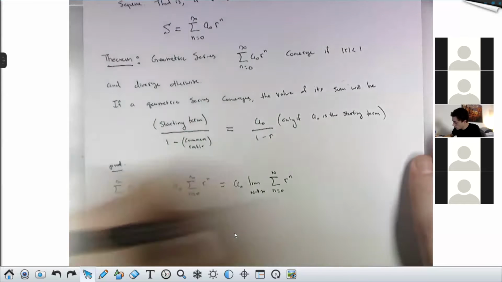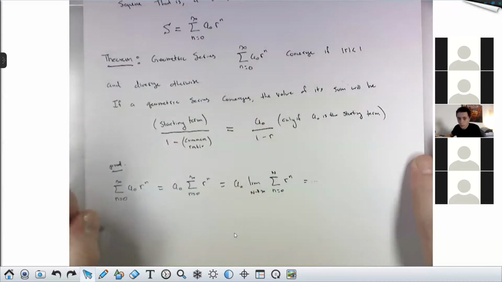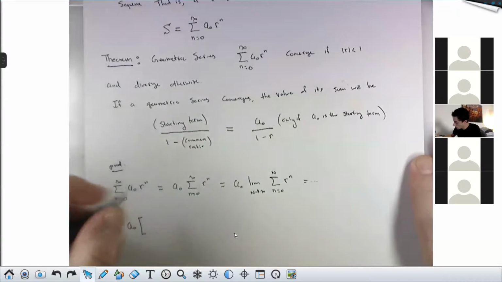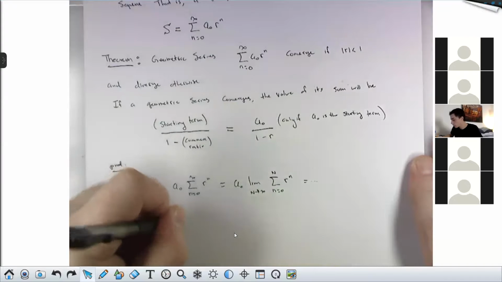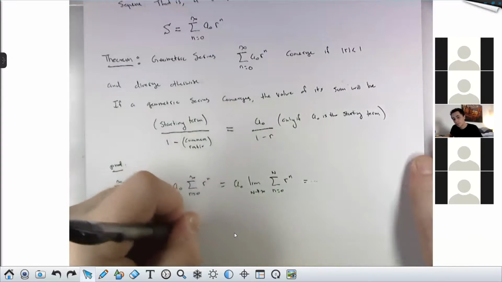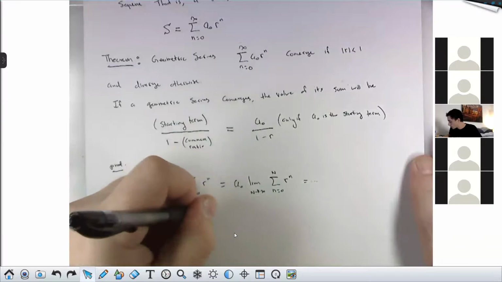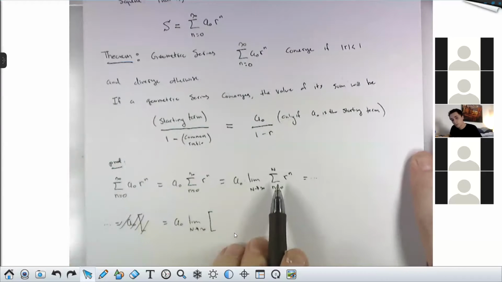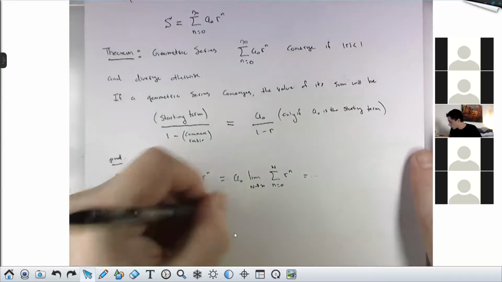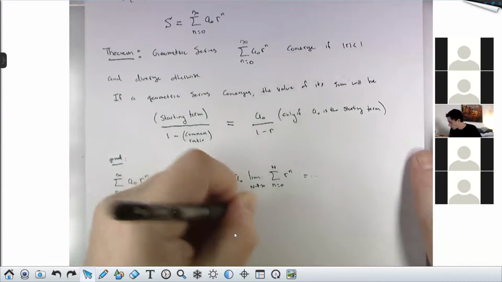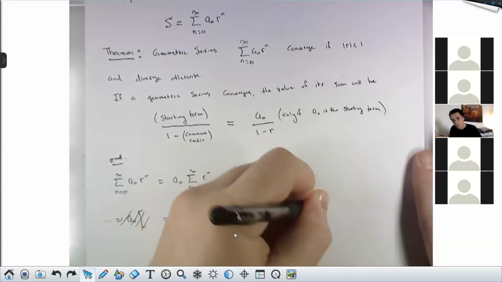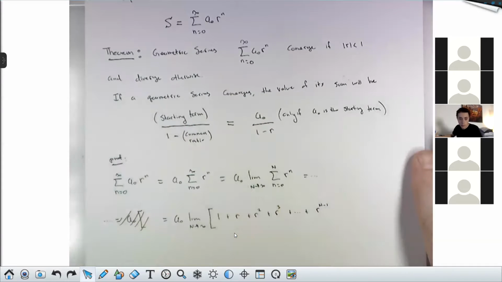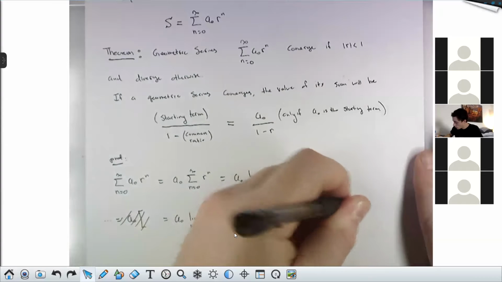This is equal to a naught times the limit as N goes to infinity. I'm just going to write out what this sum is. It's 1 plus r plus r squared plus r cubed. Second to last term is r to the capital N minus 1. Last term is r to the capital N.